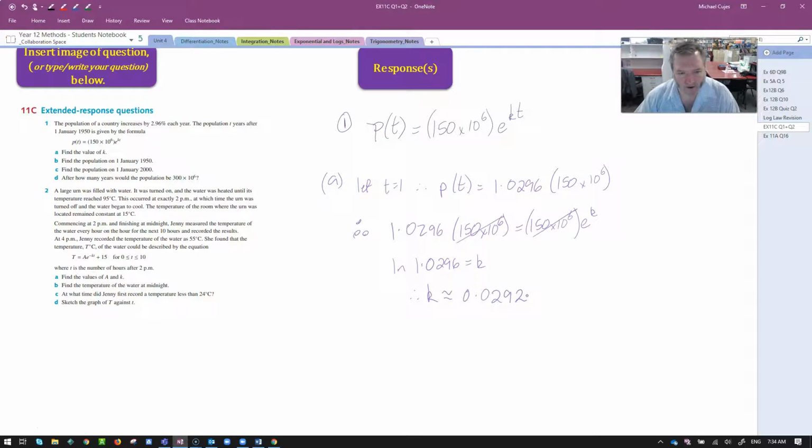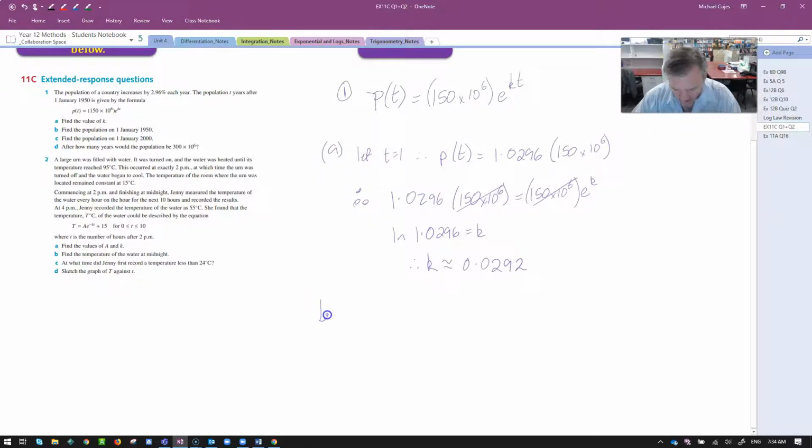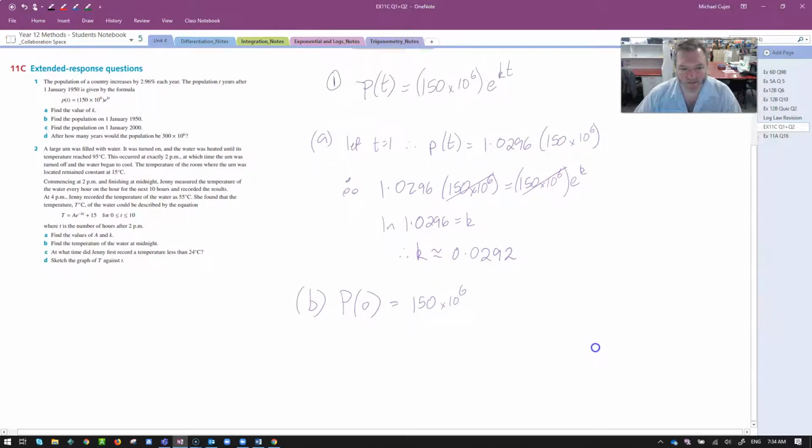Find the population on the 1st of January 1950. Well, we already know that. P of 0, given that P of 0 is going to make that whole expression e to the kt, e to the power of 0, which is of course 1. So the population at time 0 is 150 million, or you can write it as 150 times 10 to the power of 6, just as they have written it there.